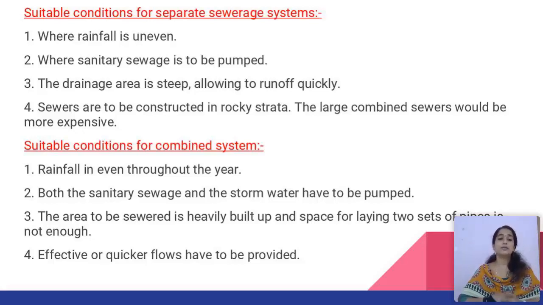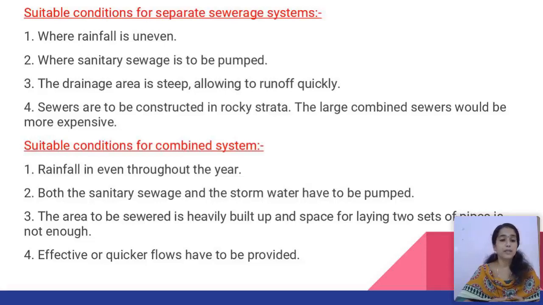So in that case also, we are accepting the separate sewerage systems. Then the suitability for the combined system. First one is rainfall is even throughout the year. If for a particular catchment area, the rainfall is even throughout the year, then we can accept this combined system. And if both the sanitary sewage and the stormwater have to be pumped, then also we can accept this combined system.